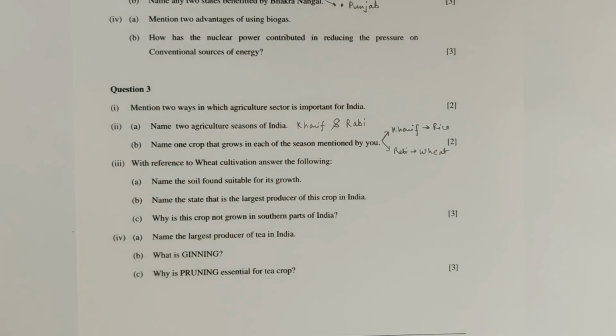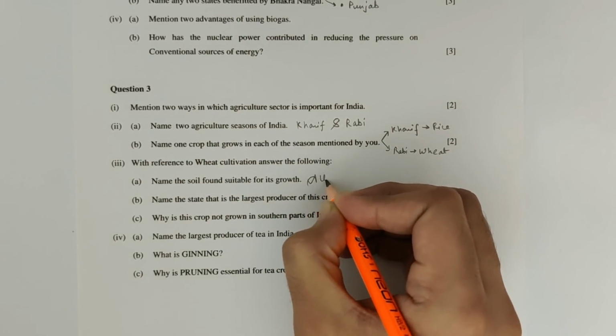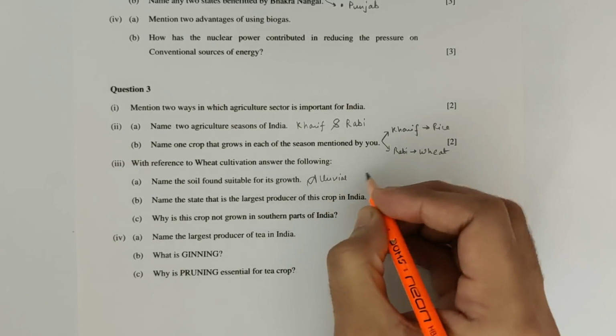Part 3. With reference to wheat cultivation, you have to answer the following questions. A. Name the soil found suitable for its growth. So guys, wheat grows best in alluvial soil. So the soil suitable is alluvial soil.